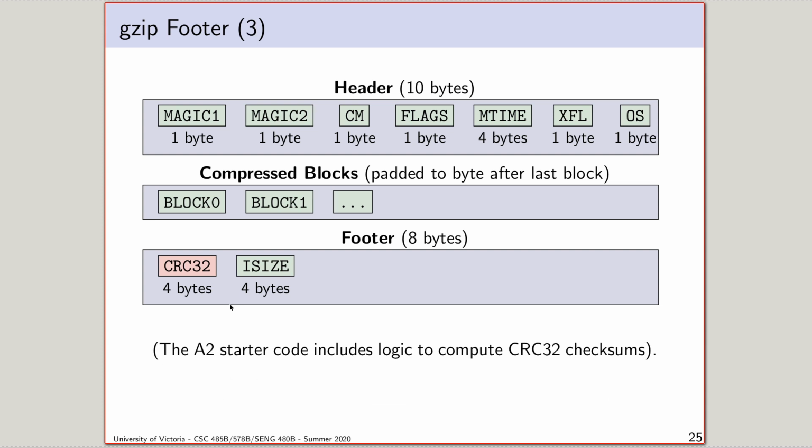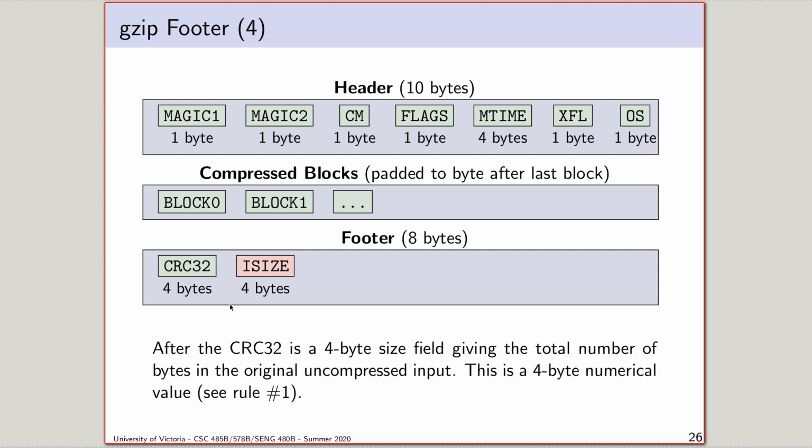But you're provided with that, so I wouldn't worry too much about it. And then finally, this 4-byte value is the total number of bytes in the original uncompressed input. So again, not including any weird metabytes you add or whatever. It's only the actual size of the original uncompressed input. And because it's a number, rule number 1 applies.